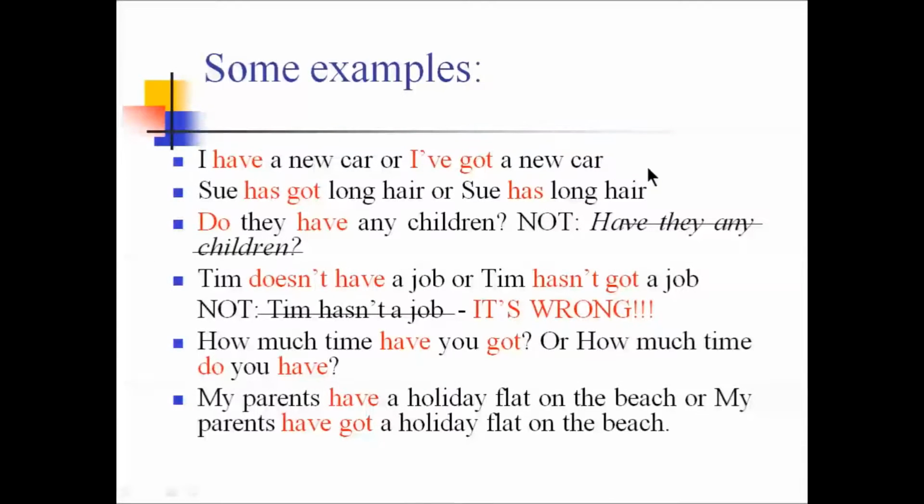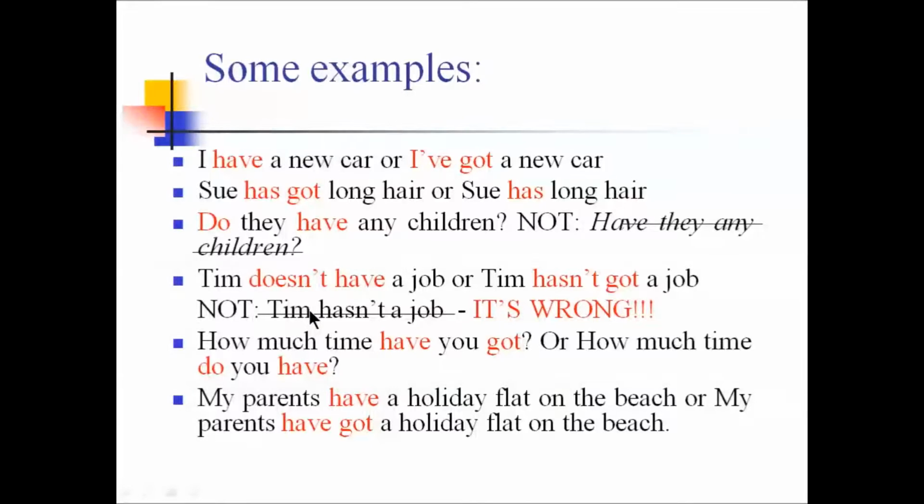In order to make a question, as I have said, you need to put do or does in front of the sentence, followed by the subject and then have. Have here is the base form. It's not about have got. Only the form of have got can be made into a question by placing have in front of the sentence, followed by the subject and then got. But for have and has, you can make the question only when you put do or does in front of the sentence. Okay, that's it.